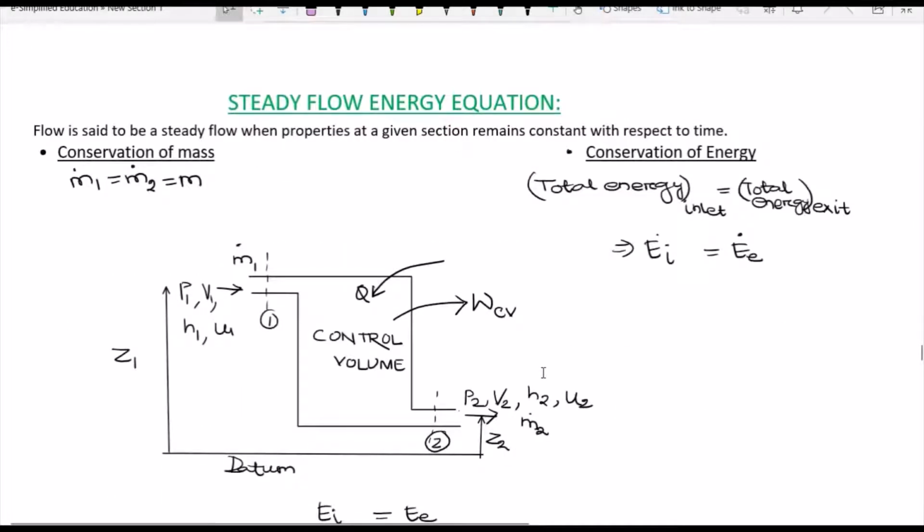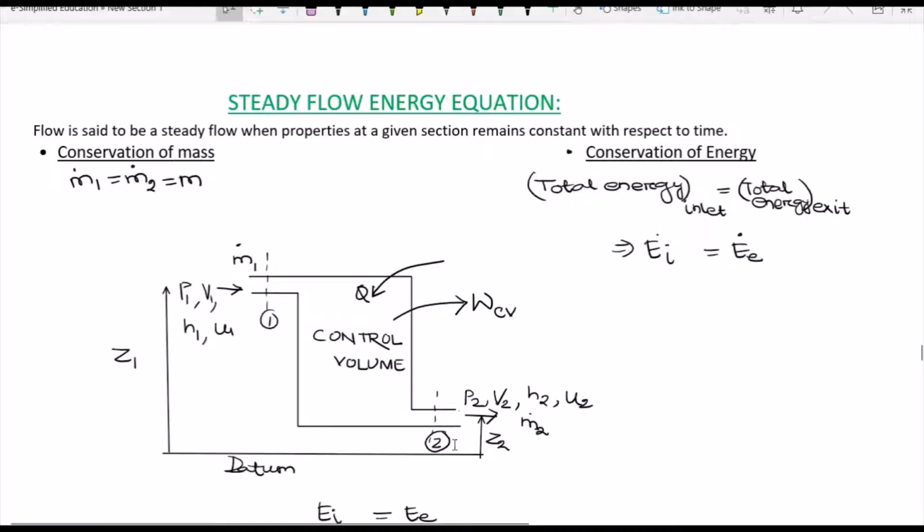That's it, simple. Next, coming to the steady flow energy equation. What is steady flow, and what is unsteady flow? Steady flow means the flow remains constant with respect to time. If the flow varies with respect to time, we call it unsteady flow. For steady flow, if I take this control volume, at inlet the mass is m1, pressure P1, volume V1, velocity small v1, h1 is the specific enthalpy, u1 is the specific internal energy, and z1 is the height from the datum, giving potential energy.